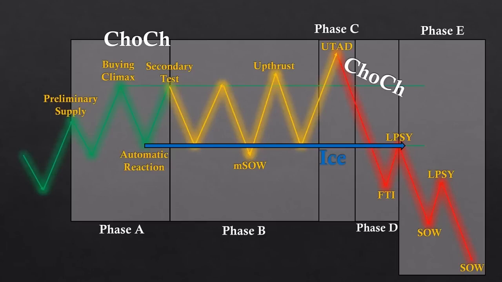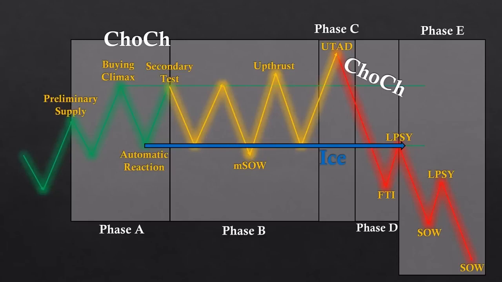In the case of a distribution, Phase C will begin with the upthrust after distribution. This is the false bullish breakout or bull trap that violates the highs produced in Phases A and B. After the upthrust after distribution, Phase D begins, and it is composed of the true breakout, which in the case of a distribution is called sign of weakness or fall through the ice, and the confirmation event, which in this context is called last point of supply. This is the final nail in the coffin of the second change of character. Now the market is indeed trending downwards.